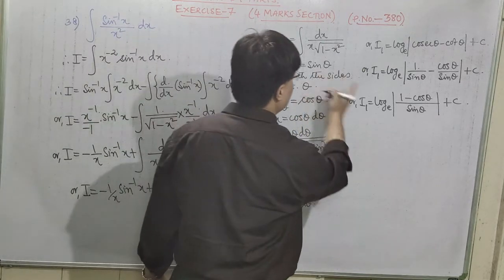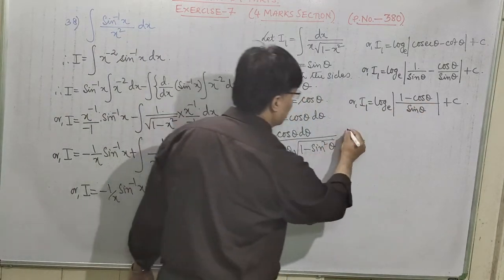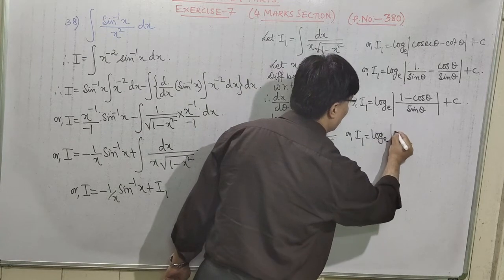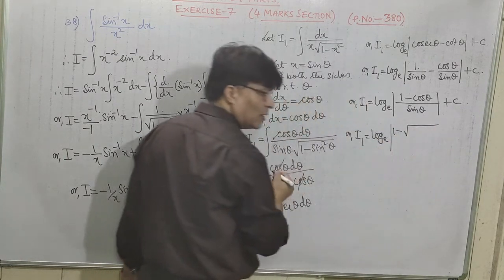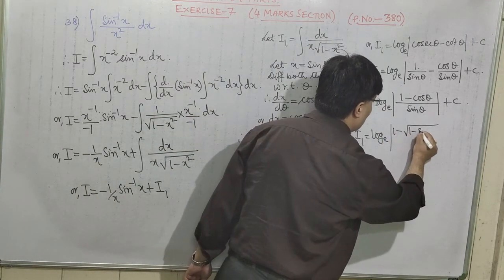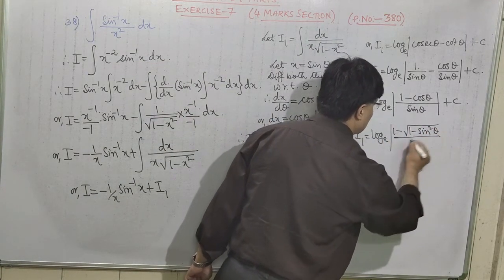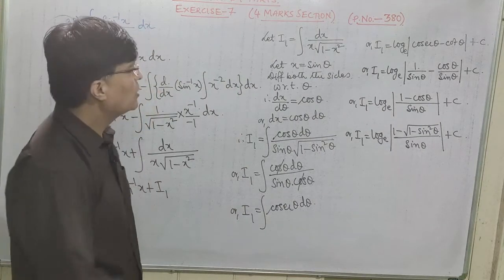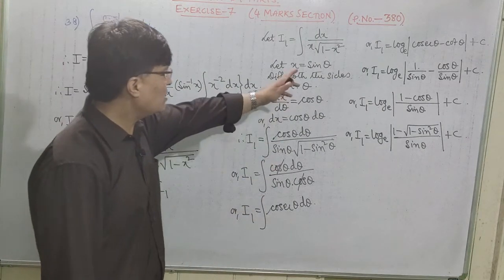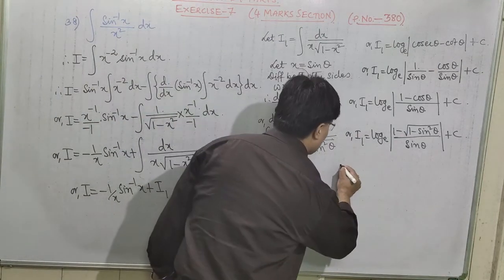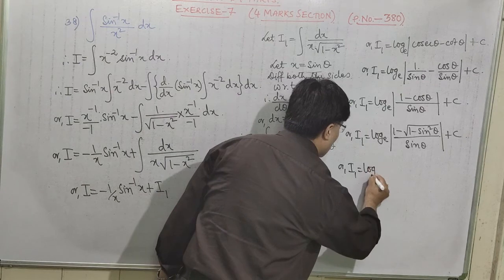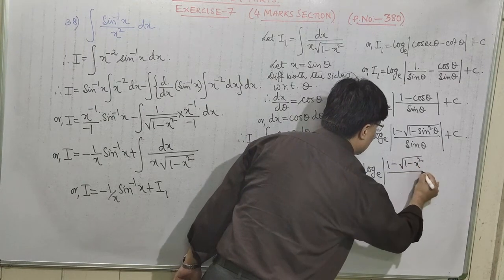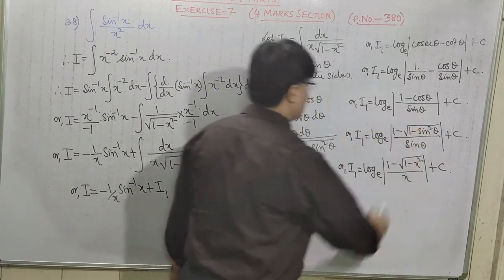Okay, so now we have sine theta is equal to x. So let us change this cos theta into sine theta, or I1 is equal to log, here the base is e, within mod 1 minus, what is cos theta in terms of sine? It is root over 1 minus sine square theta, divided by sine theta, mod sign closed, plus c. So let us put the value for sine theta in this case. What is the value for sine theta? It is x. So I1 is equal to log, base e, within mod 1 minus root over 1 minus x squared divided by x, mod sign closed, plus c.